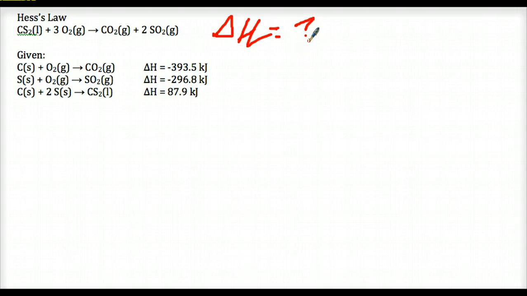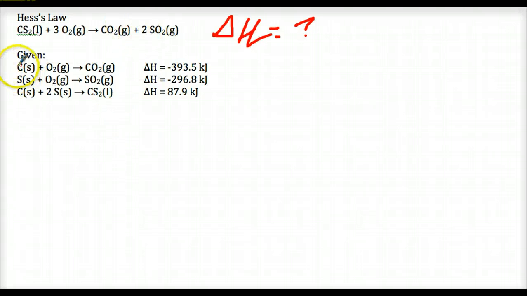Okay, I want to find that delta H of the overall. And how do you do this? Well, you look for uniqueness. You look for things that are unique to each reaction. What I mean by that is, what piece of the given reactions only matches the overall? It's not redundant, it's not in multiple steps, it only matches the overall.